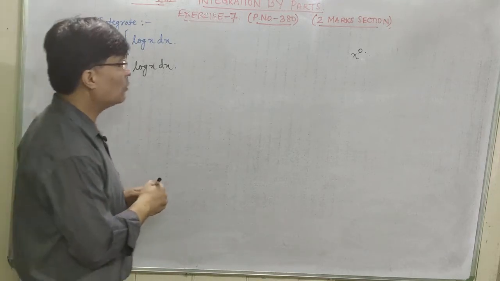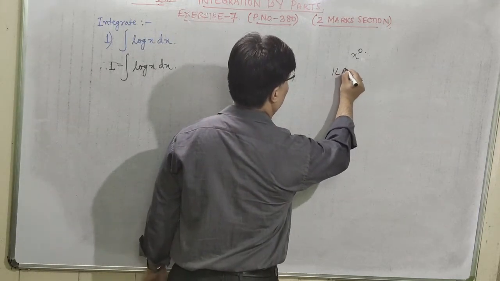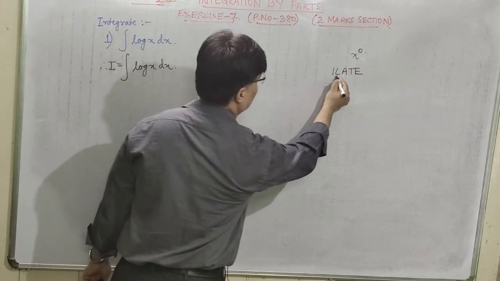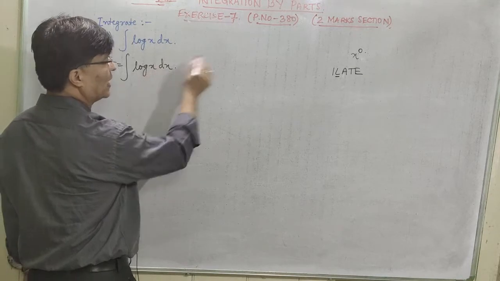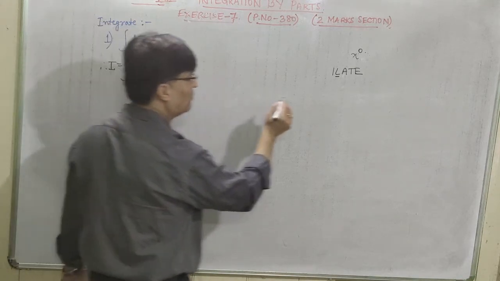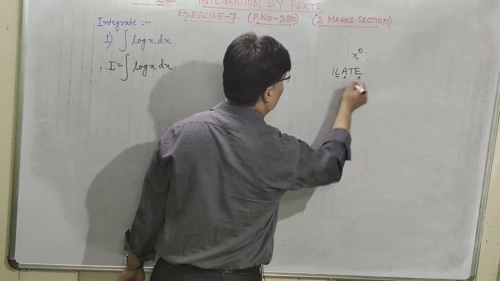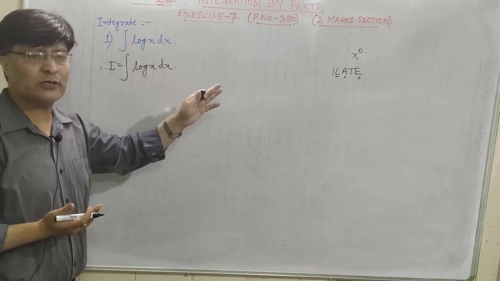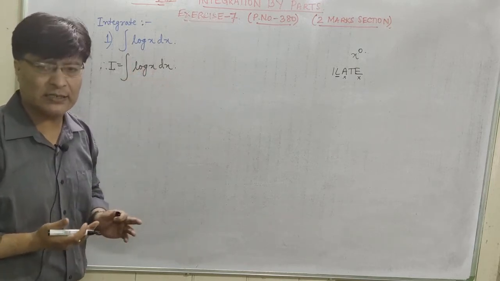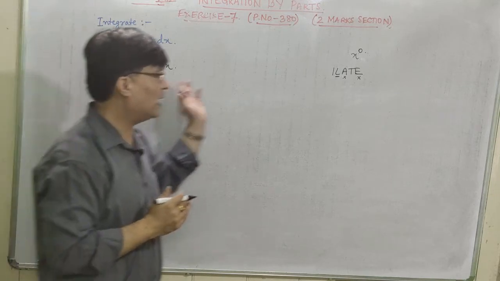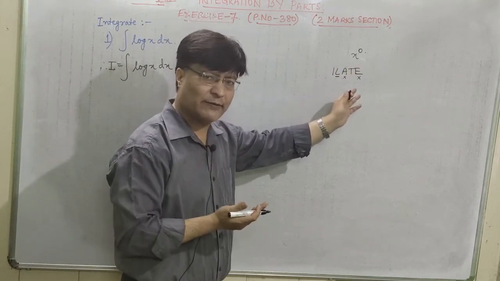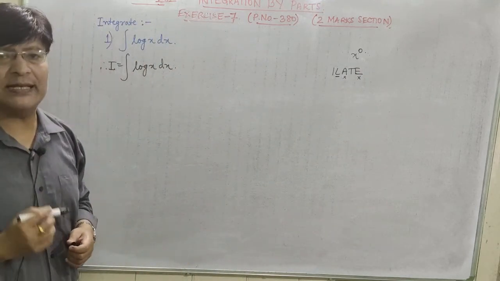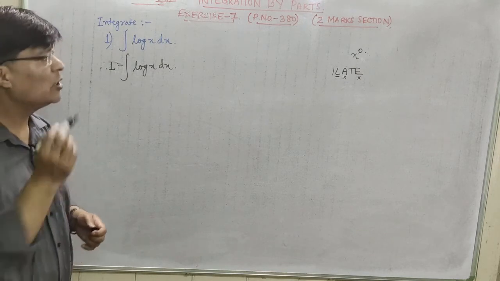Okay, so in the word ILATE, this log x is the logarithmic function, and x to the power 0, that is 1, may be an algebraic function or an exponential function. L comes first in the word ILATE. So the logarithmic function is the first function, and 1, either algebraic or exponential, is the second function.